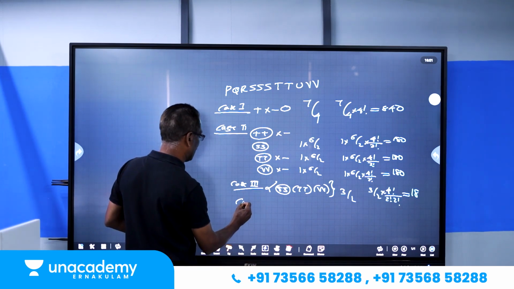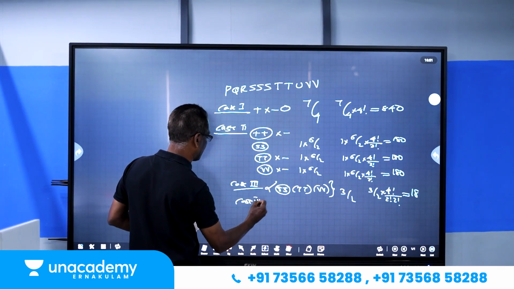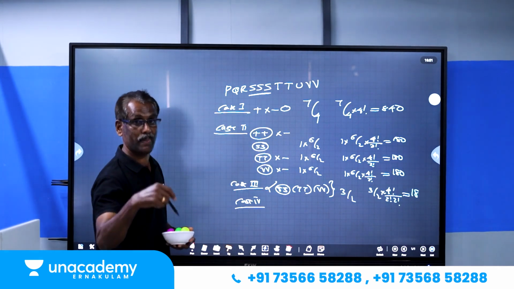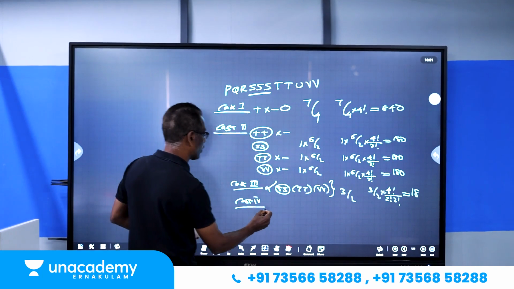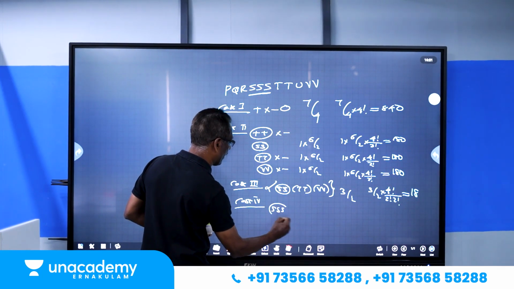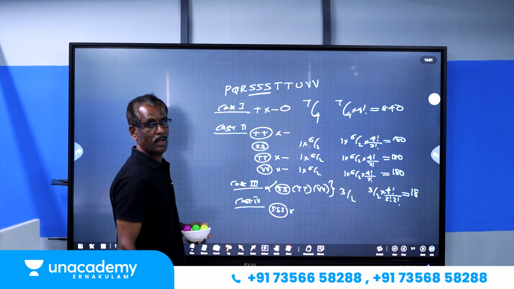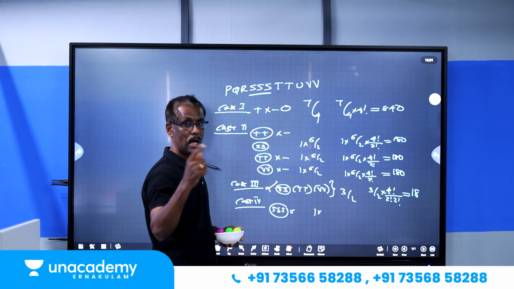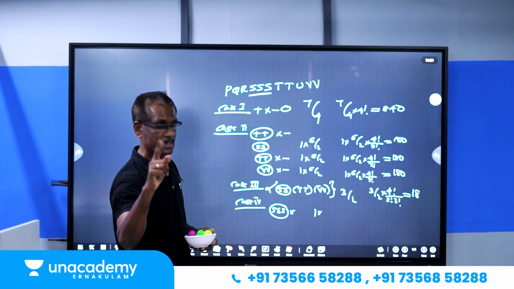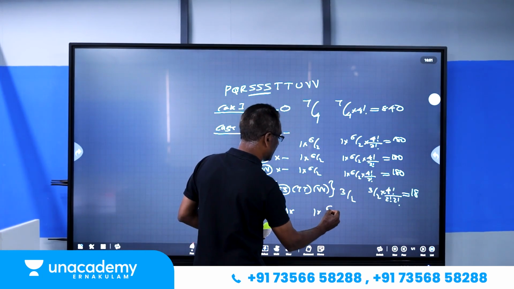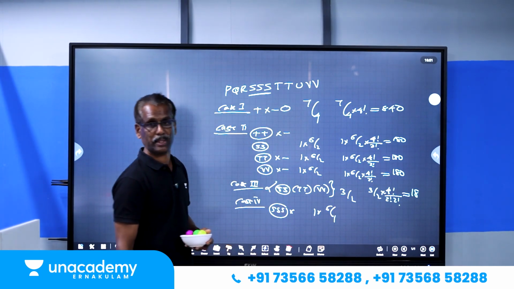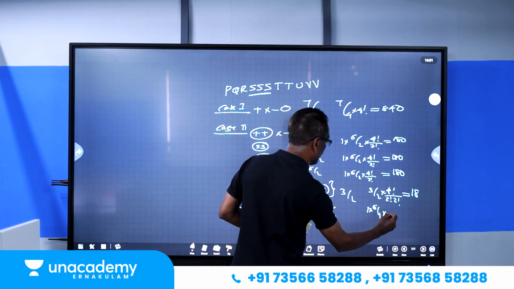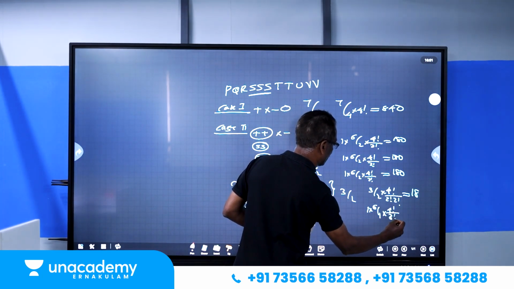Next, case 4. What is case 4? There are 3 Ys here, and the remaining letters are distinct. That means the selection is 1 into, how many distinct letters? 6 distinct letters. Select 1, then permuting. The permutation is 1 into 6C1 into 4 factorial divided by 3 factorial.